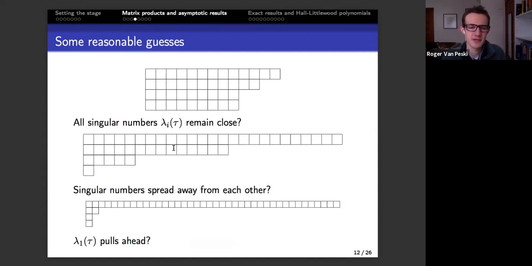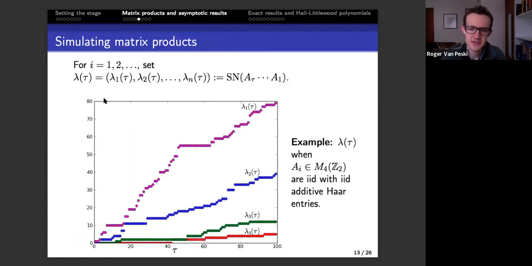Another reasonable possibility is, maybe somehow when you multiply matrices, this helps the largest singular number a lot and doesn't really change the other ones. And so you might have the largest one just shooting off to infinity where everything else changes by a very small amount. And it definitely wasn't obvious to me at first, and I don't think it should be obvious which of these three pictures you should expect from this product process. But luckily you can simulate it, and so you can actually see what it looks like in real life.